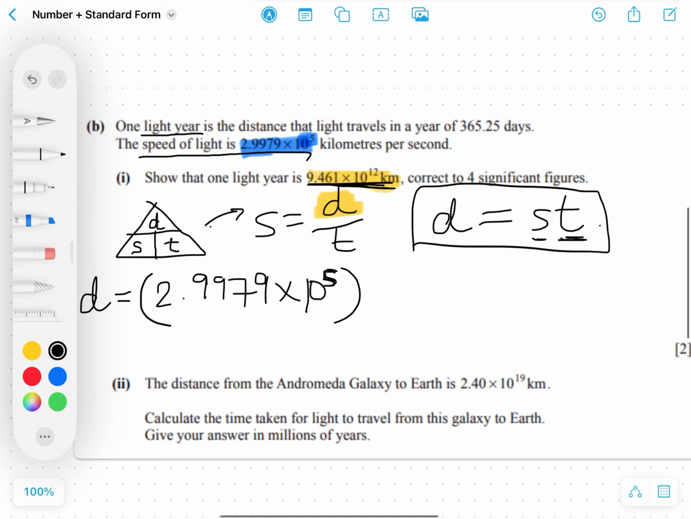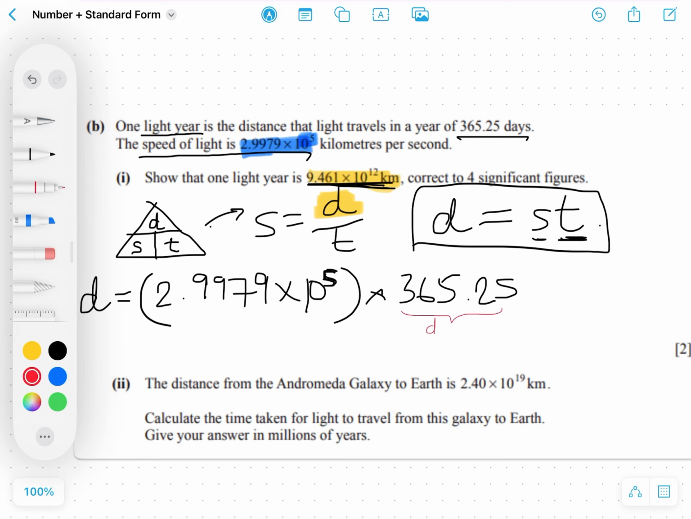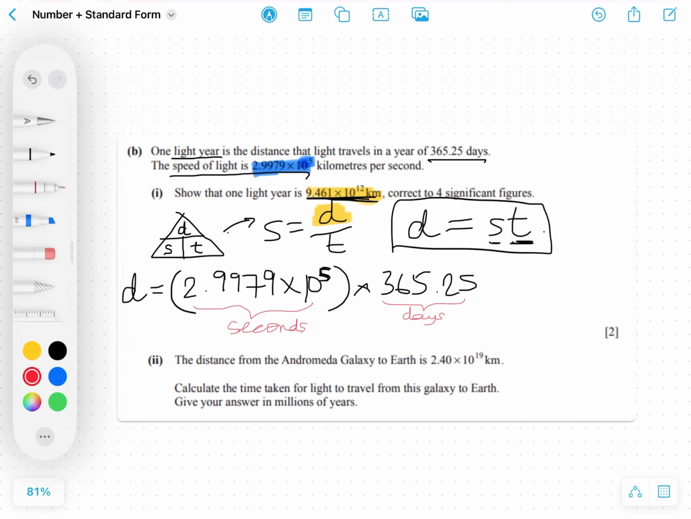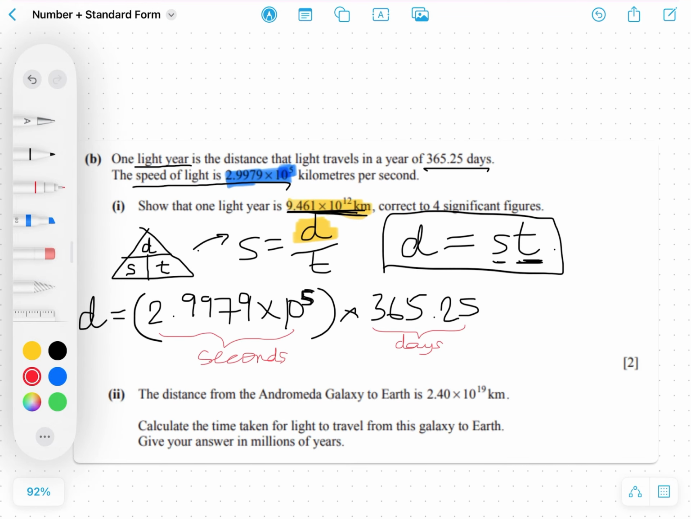And now the time period of 1 light year is just 365.25 days, the length of 1 year. So we multiply this by 365.25. But an important thing to know is that this is giving it to us in days, whereas this is the speed of light in seconds. So we must make sure that they are both the same unit.